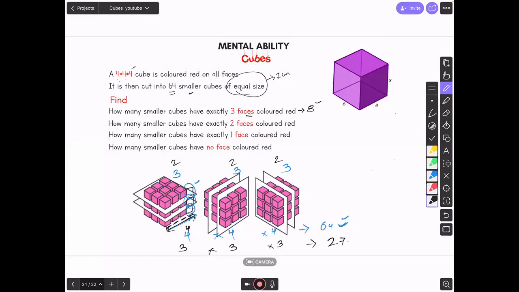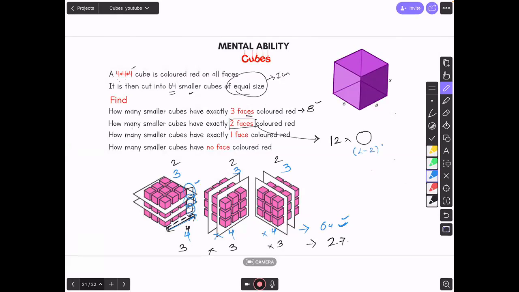2 faces colored red, I told you. Where do you get 2 faces colored red? What did I tell you? Edges. Okay, how many edges are there? 12. The question is, per edge how many are you getting? So there was a formula for that. Now please make a note of this: length of the edge minus 2.